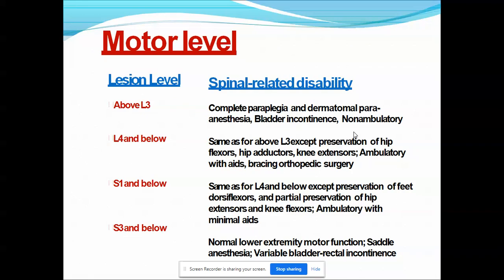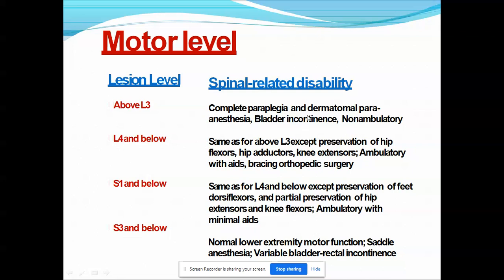Motor level, okay, so the level of the lesion, it depends. We have in the lumbar region L1, L2, L3, L4, L5. So where is the lesion? At which vertebral level? Depending on that, they will show the symptoms. So above L3, if the lesion is there, what kind of disability will be seen? Complete paraplegia, anesthesia, bladder incontinence, and the patient will be non-ambulatory, meaning they won't be able to walk. L4 and below is the same as above.